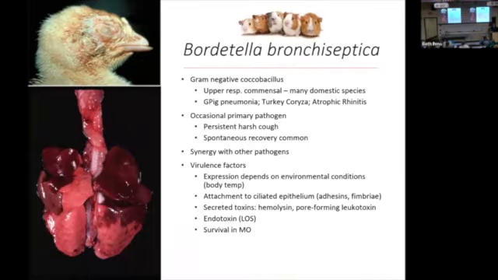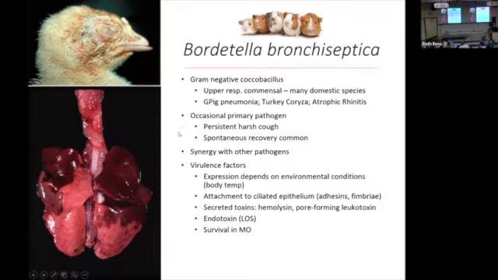Okay, so B. bronchiseptica, we've already talked about this in other species. This is one that can have a little bit of a virus action to it, so it does suppress local immunity. This can be a primary pathogen in some species. We think about it especially in pneumonia of guinea pigs and turkeys, and then atrophic rhinitis in swine. So those are the big Bordetella. So this guy can be occasionally a primary pathogen.